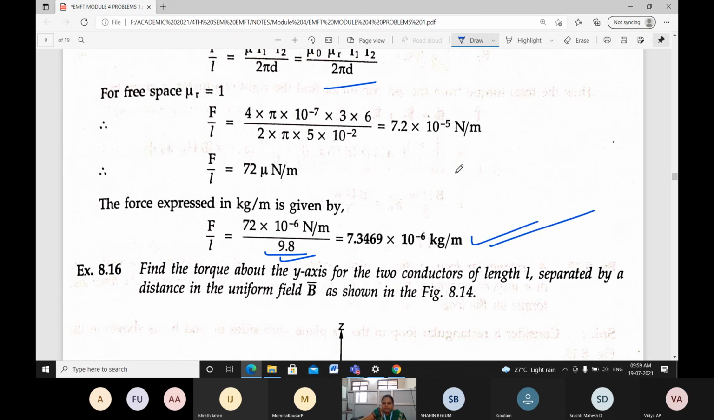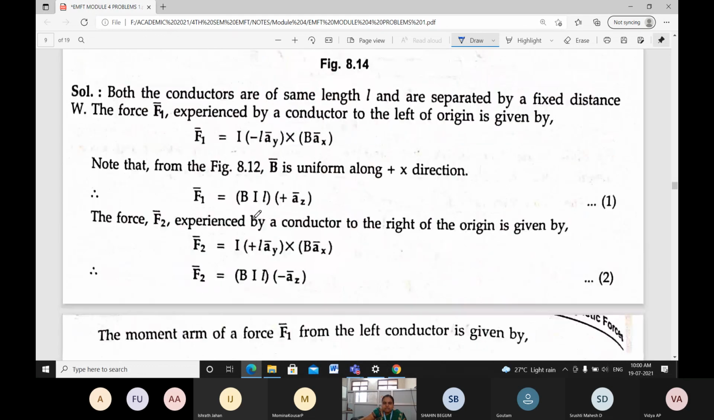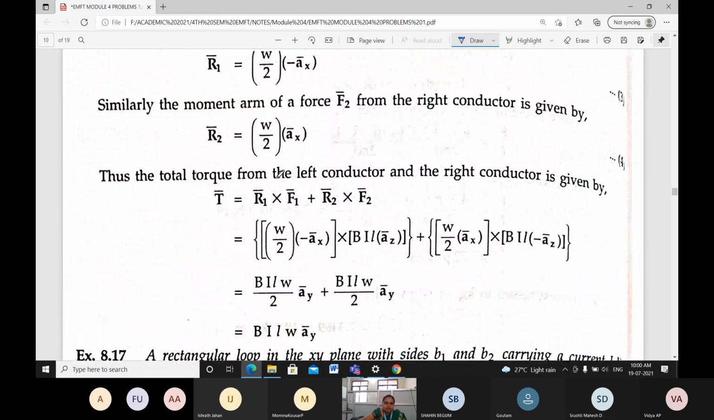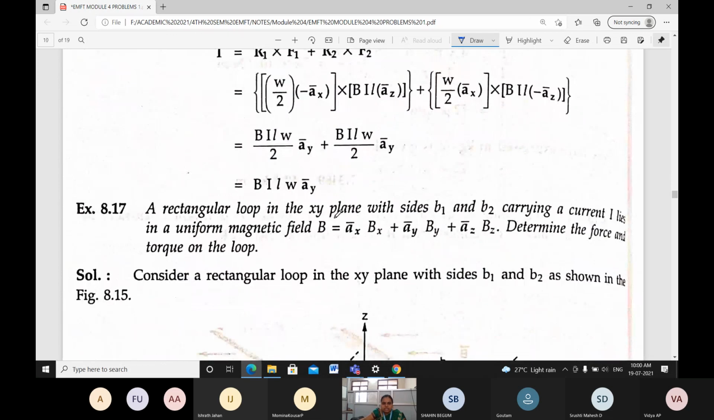It's simple. Okay, it's a derivation part. You can go through this. Okay. We will continue in the next class from question 8.17. We'll stop here.